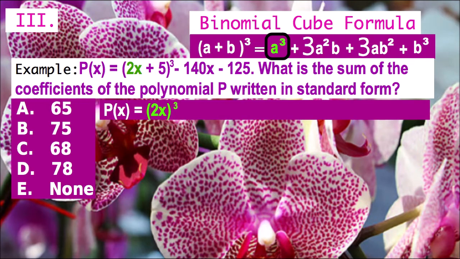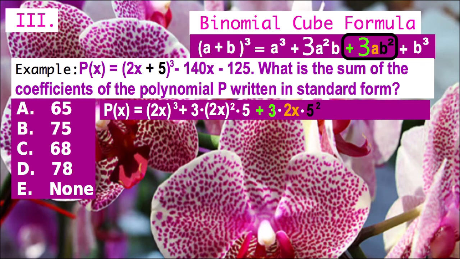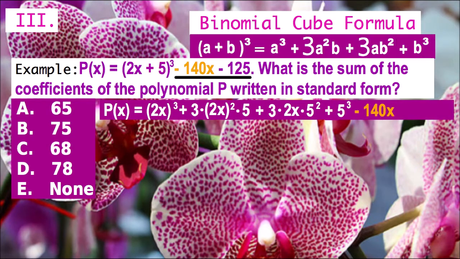So a cubed, (2x) cubed, plus 3 times a squared, (2x) squared, times b, 5, plus 3 times a, 2x, times b squared, 5 squared, plus b cubed, 5 cubed, minus 140x minus 125. Those come directly from the question statement.